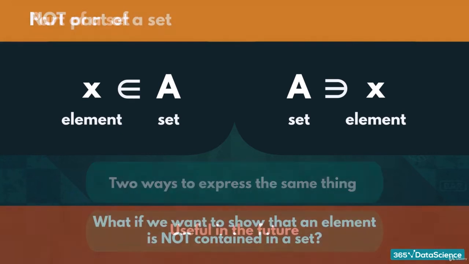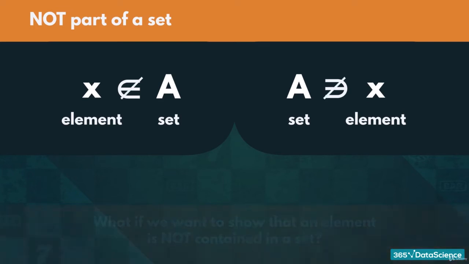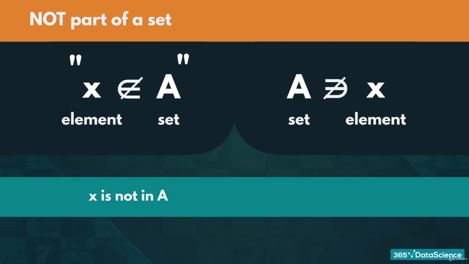Right, but what if we want to show that an element is not contained in a set? Well, we can use the same notations, but simply cross out the ∈ symbol with a single diagonal line, like so. The statements now mean x is not in A, and A does not contain x.